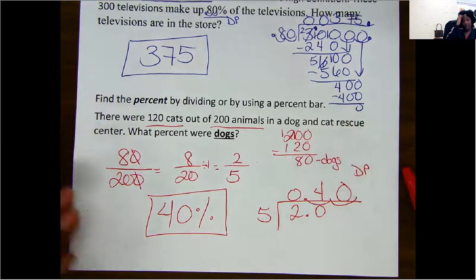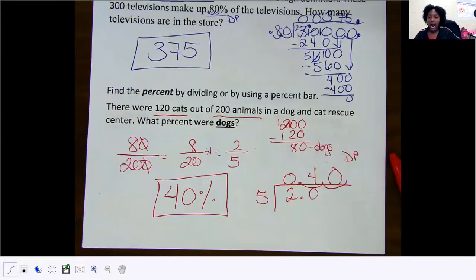All right, ladies and gentlemen, I have gone over your entire quiz. All I did was change the numbers. How you solve it is the same. Remember, you can use multiplication, division, percent bar, or any other method that you found to help you, but please make sure that you are working the problems out.